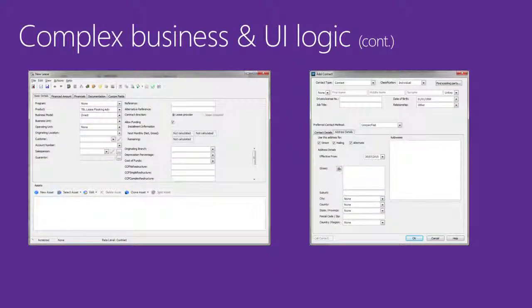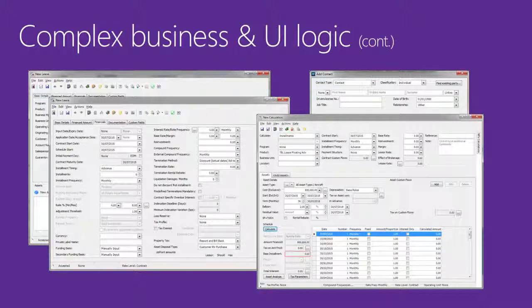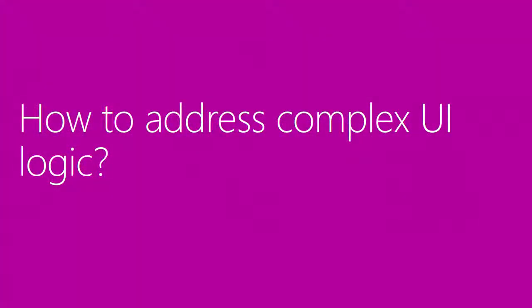I'll just show you some of our screenshots. You think that's a lot of fields and tabs, and try to look at those ones first. Many things are disabled, and you've got conditional logic buttons behind it. They're very complicated screens. Honestly, those are the two most complicated screens that you put on in here. So this is our first challenge, how to address the complex UI logic.